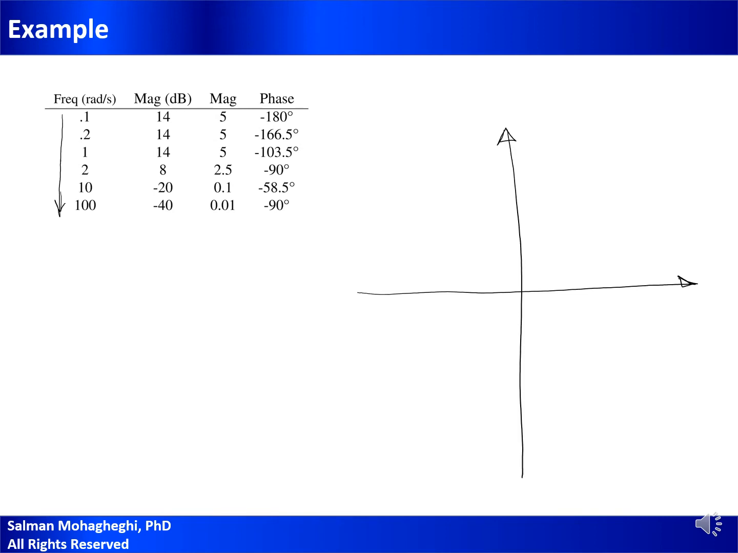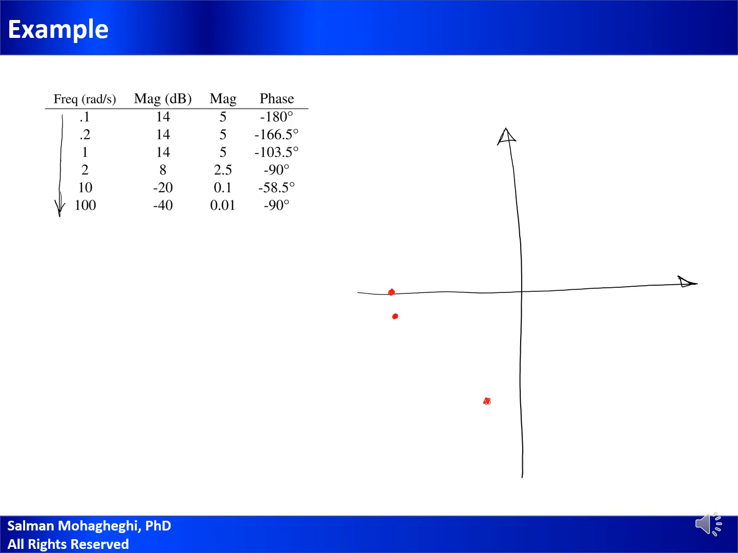Let me use a different color. So the first one is going to be 0.1 radian per second. Magnitude is going to be 5, and phase angle is minus 180. Minus 180 is somewhere here, and let's say this is 5. Then we have 5, again the same magnitude, with a slightly less negative angle. So minus 166, let's say it's going to be somewhere here, and I'm assuming this is still magnitude of 5. Then I will go to minus 103 with a magnitude of 5. So this is a 90, and then let's say minus 103 is going to be somewhere here.